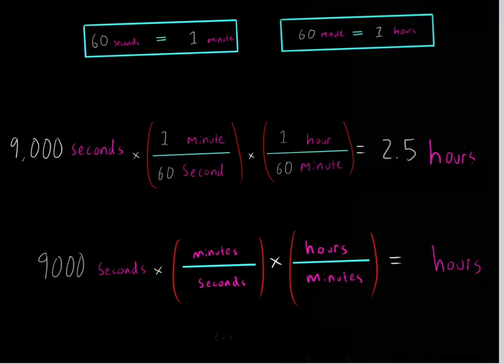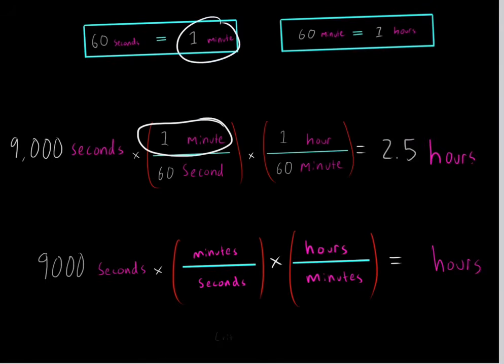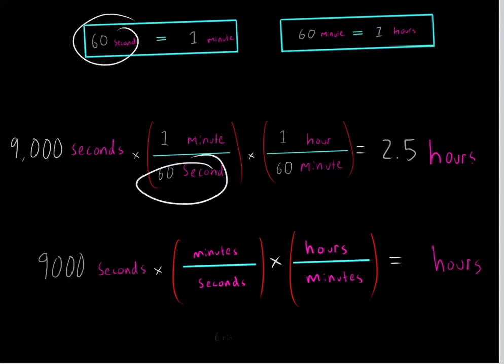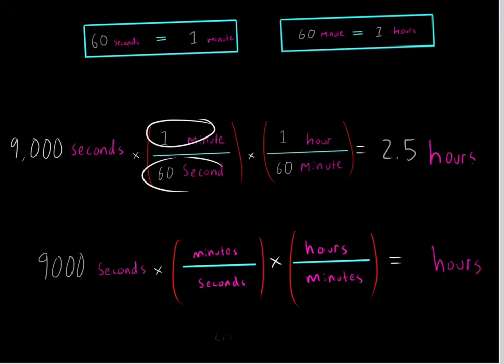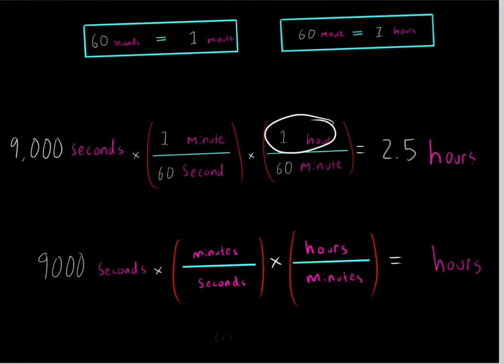For example, we know 1 minute is the exact same thing as 60 seconds. So we know these both physically represent the same thing, so this just equals 1. So that's good. We're not changing this value. And the same thing with hours and minutes. 1 hour is the same as 60 minutes. So again, this just equals 1. This is physically the same thing as this. So this conversion is just equal to 1.